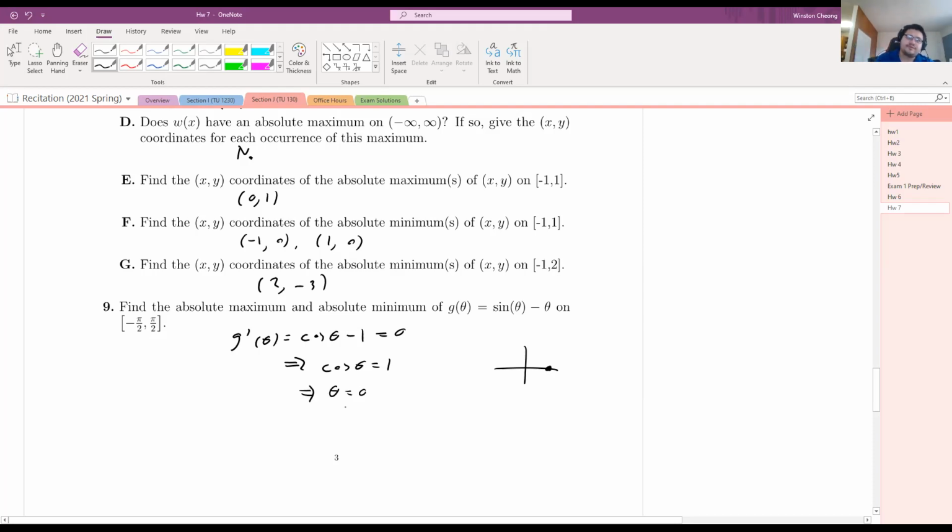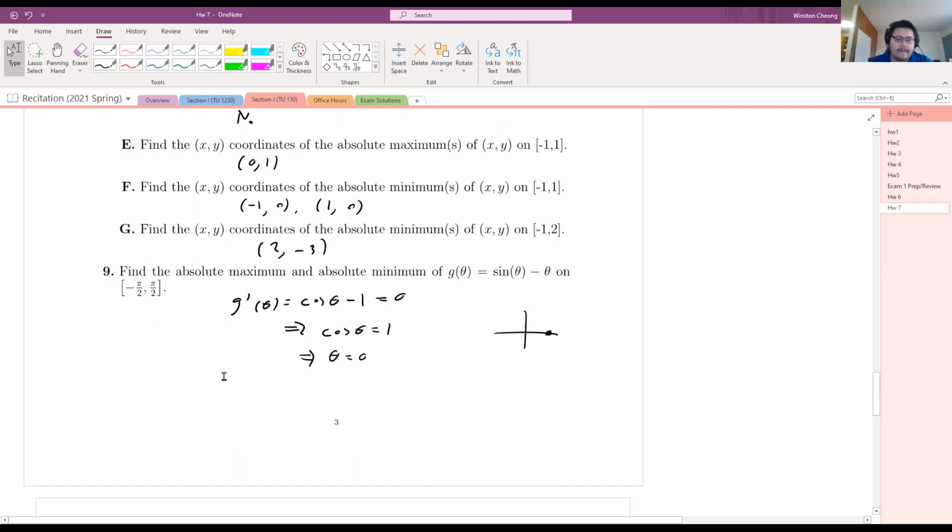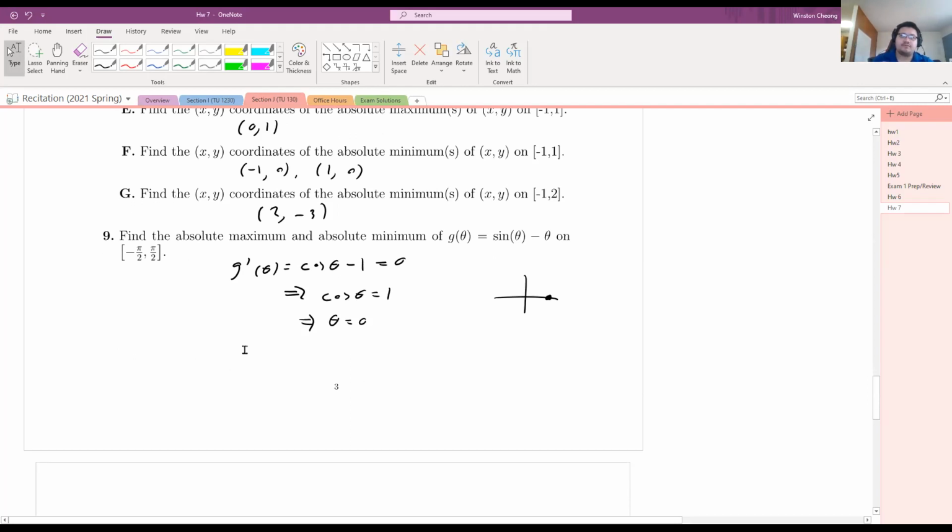Technically, there are more repetitions. You can always add a 2 pi or subtract a 2 pi. But because of our window in question, this is the only answer for this particular window. So now we have the critical points. There's only one, theta equals 0. And so we need to now plug in endpoints and critical points. I'm just going to list them in order.